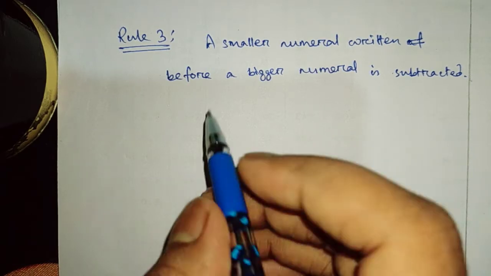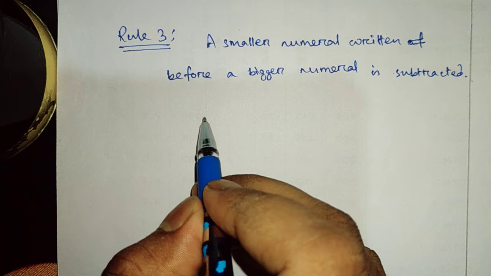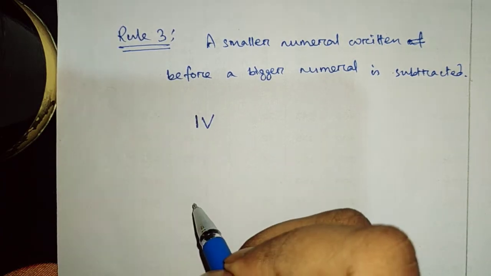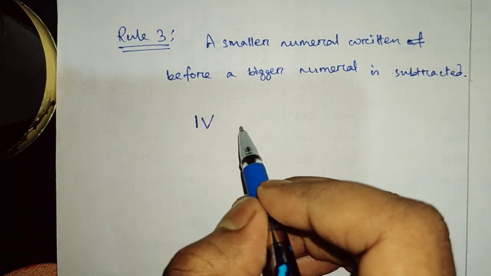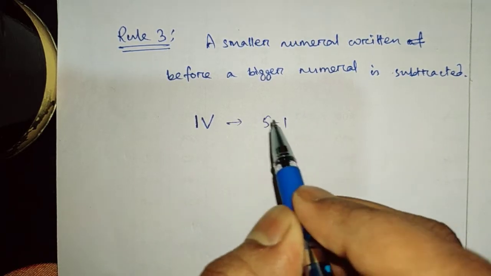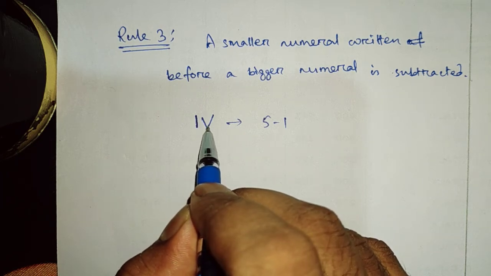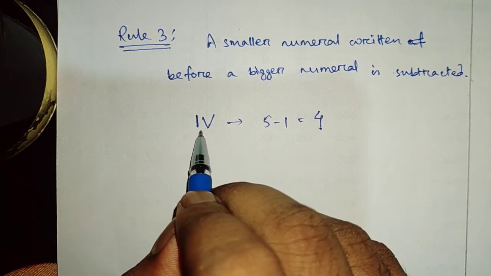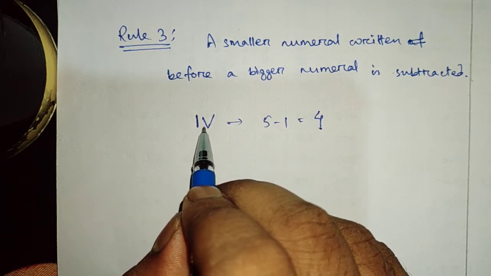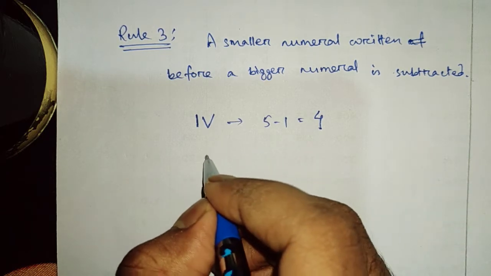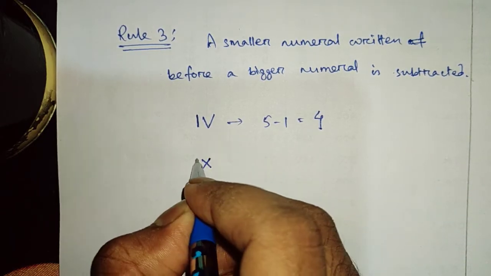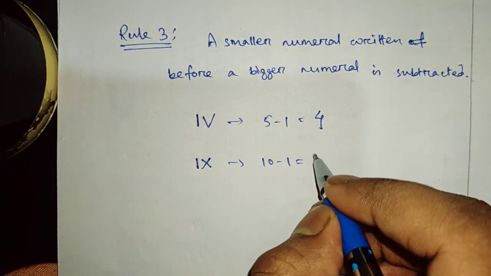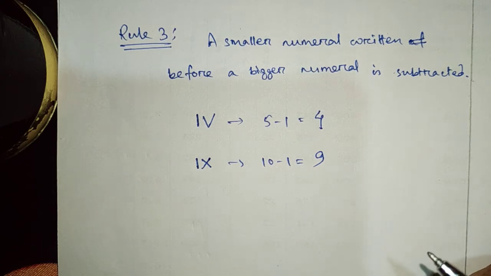So we know that V is our 5. If we write I before V, that means 5 minus 1. This smaller numeral is subtracted from the bigger numeral. 5 minus 1 is 4. So 4 is written like this, IV. Similarly, before 10, if we write I, it is 10 minus 1, how much is it? 9.